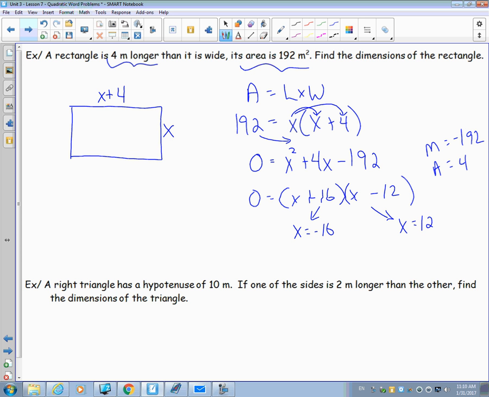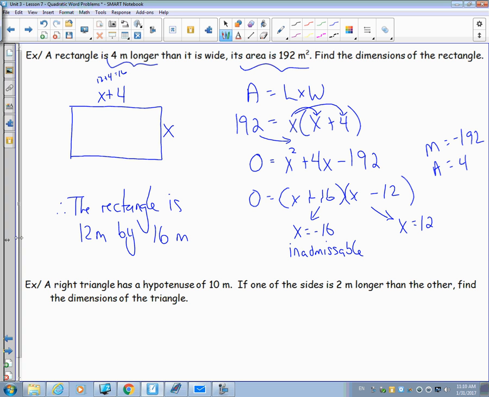Now in this case, I have an answer that doesn't work. It doesn't make practical sense. I can't have a width of negative 16. We call that inadmissible. Mathematically, it's a solution, but it's not a practical solution. So, the rectangle is, well, x has to be 12, so 12 meters by 12 plus 4 makes 16. And notice again, it's the same number, it's just we got rid of the sign, right? Usually that's the way these quadratic questions work out.